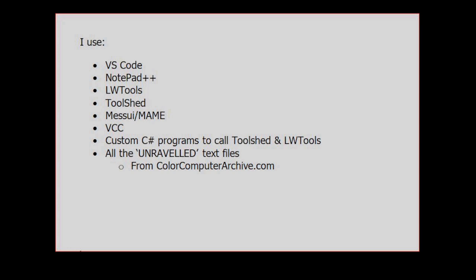LW Tools, that's your assembler. If you're going to assemble a program, that's what you need. It's very detailed, and instructions come with it. Toolshed: the output from LW Tools is a binary file, and to get that onto a .dsk file, you need Toolshed to be able to get it over there.